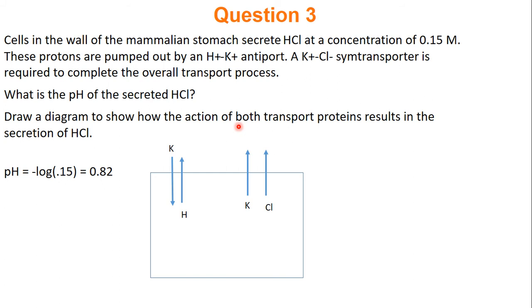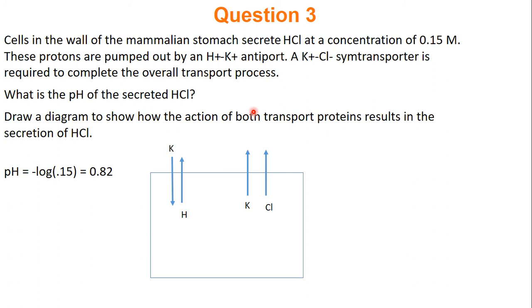So here, question 3, we're asking another question about pumps. The cells inside your stomach wall will pump out HCl at a concentration of 0.15 molar. These protons are pumped out by a hydrogen-potassium antiport, and a potassium-chlorine symport is required as well. First off, what's the pH? So this is just, do you remember what pH means? Remember, p means minus log, so it's the minus log of the H concentration. So it's minus log 0.15, which is 0.82.